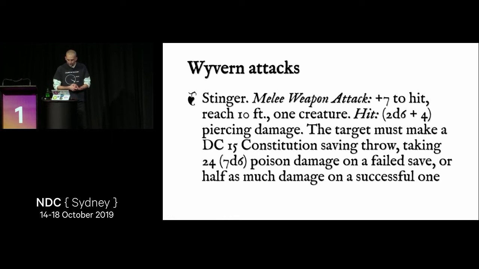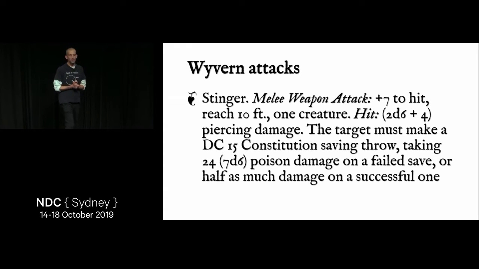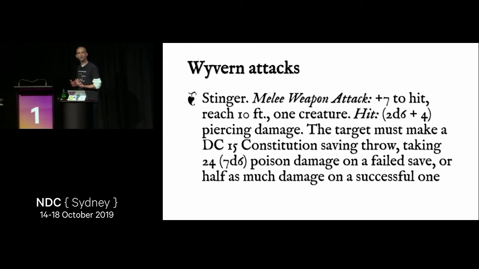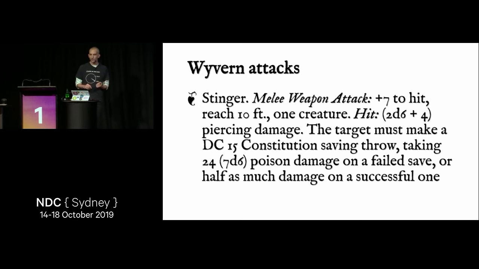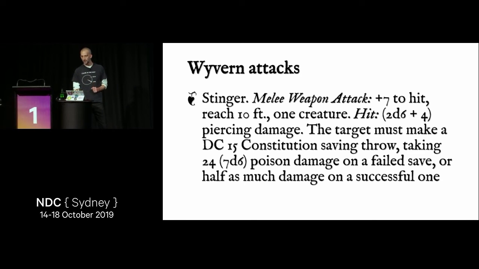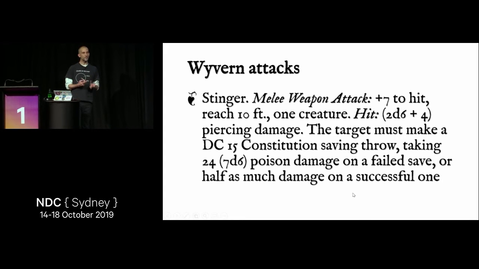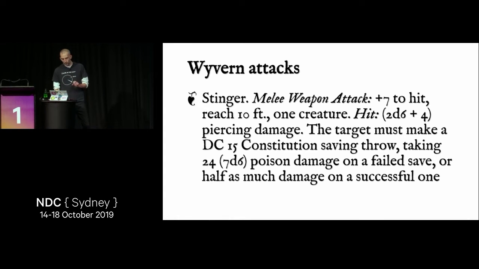Now, if you look a bit further in the monster manual, you will encounter other monsters. And you could encounter a monster called a wyvern. A wyvern is kind of a weaker species of a dragon. And if you look at the attacks for a wyvern, you're going to see something much more complicated than this. The wyvern can attack with a stinger, like the tail. When it attacks you, it's a melee attack, +7 to hit, reach 10 feet, one creature. And this is much, much more complicated than what we had before. And the rules didn't tell me that. So let's look a bit at the wyvern attack and see how we can maybe handle some of the problems we have here.